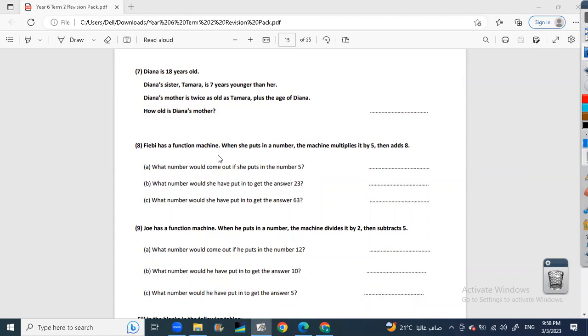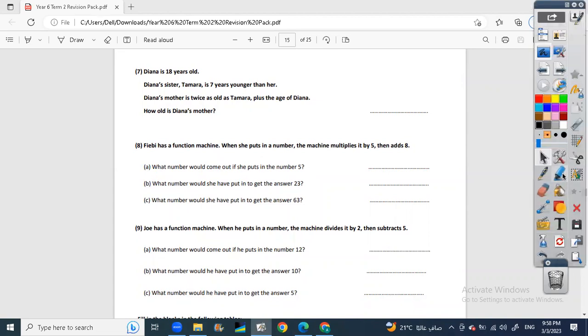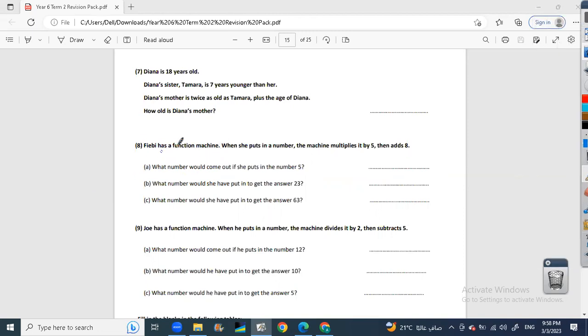The next page over here is about the function machine. The function machine, we agreed in class that if they give you the beginning and if they just wanted the end, we move normally forwards. How, Mr.? What number would come out if she puts in the number 5? Phoebe has a function machine. When she puts in a number, the machine multiplies that number by 5, then it adds 8. What number would come out?